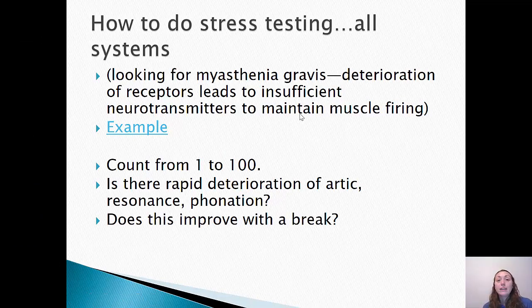So this is an extreme example of a decline with continued volitional speech. And with individuals who have myasthenia, once there's a break for rest, the person's speech goes back to their baseline status, whatever that may be. A person with myasthenia needs medical management, typically Mestinon, to manage the neurotransmitters from a neurology standpoint, because that is the etiology, the neuro piece with the neurotransmitters. So with every motor speech assessment, you're going to have some stress testing of all of the systems together.